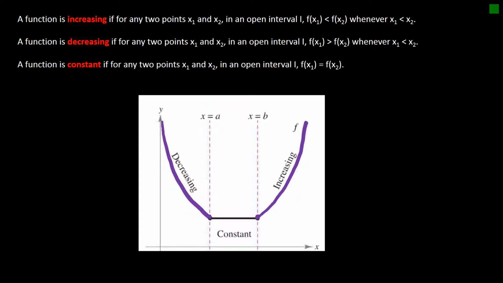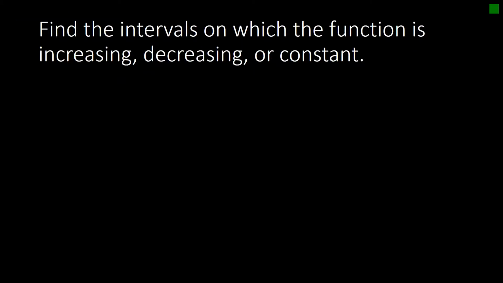And a function is constant if f of x1 equals f of x2. So basically, if you're looking from left to right and it stays straight on a horizontal line, it is a constant function. So let's look at an example and let's find intervals on which the function is increasing, decreasing, or constant.